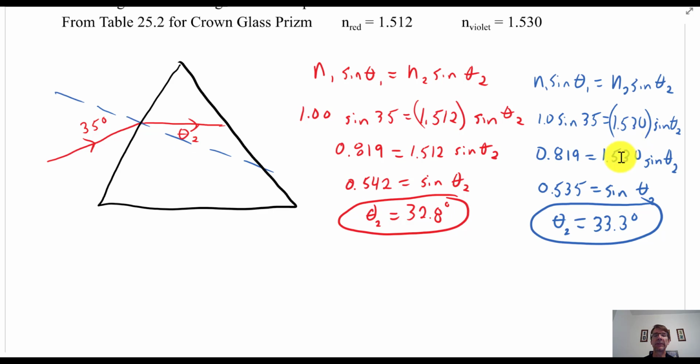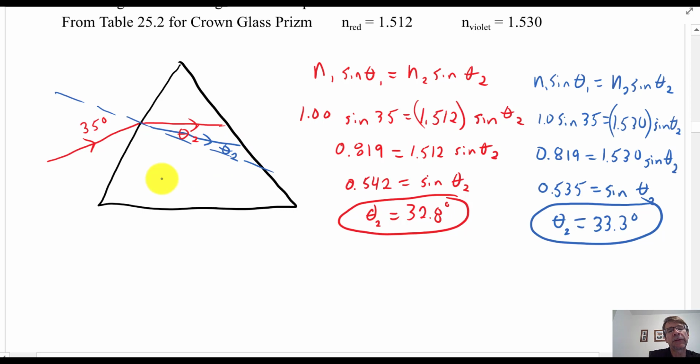Well, if you repeat this process for the blue or the violet, I don't have violet markers here, I have a blue marker, so this is like violet. But instead of using 1.512, I'm using 1.530. That gives you a slightly different angle, a slightly bigger angle. So if I go back to this diagram over here, that means the violet comes out at an angle of about like this, somewhere like this. So the theta 2 there is smaller. I'm exaggerating it.